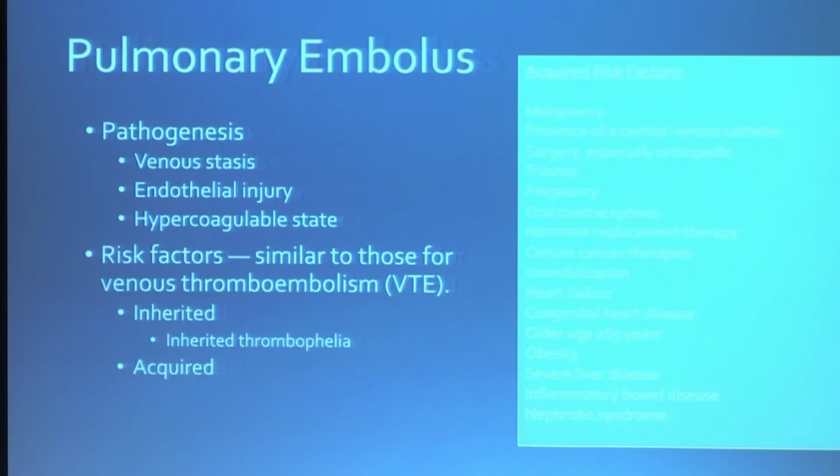Pregnancy, oral contraceptives, particularly estrogen-containing ones, malignancy of any sort. Obesity is a risk factor, older than 65, all those usual things, inflammatory bowel disease, severe liver disease, inherited thrombophilia. If anybody has a family member that had a pulmonary embolus, that person's children and maybe even other relatives should be tested to see if they're at risk for increased clotting. It's not expensive now, and it's pretty common.